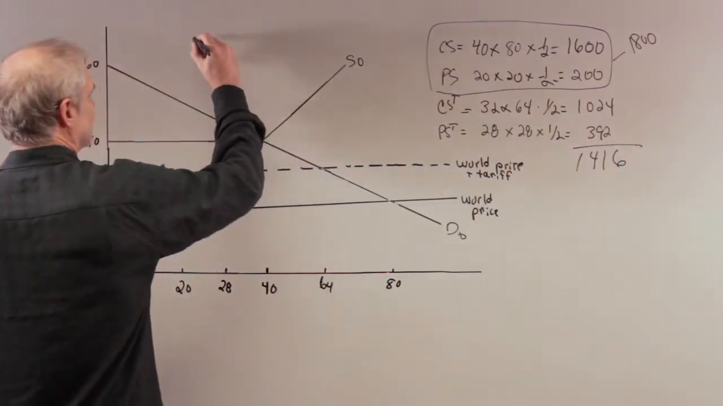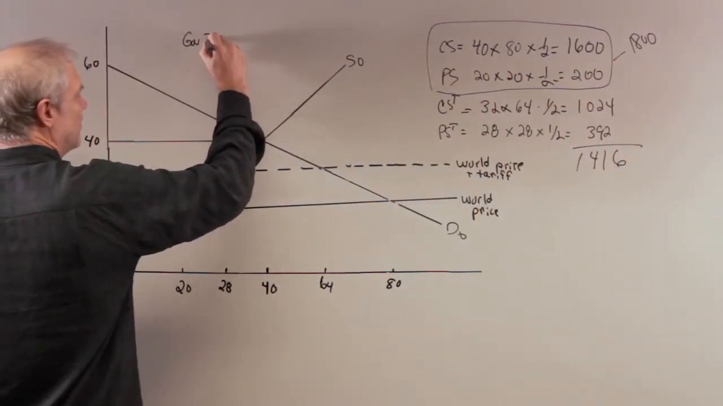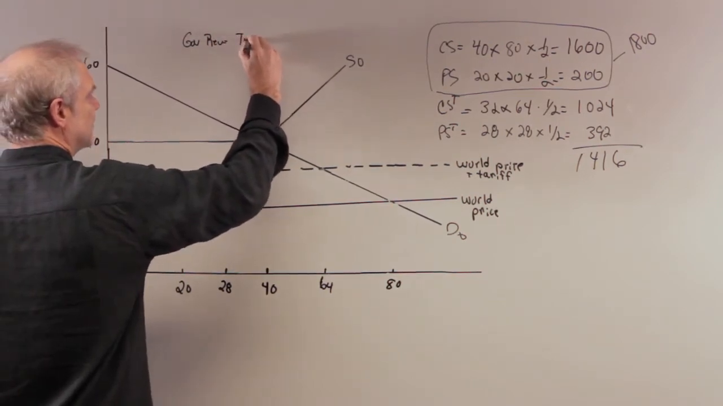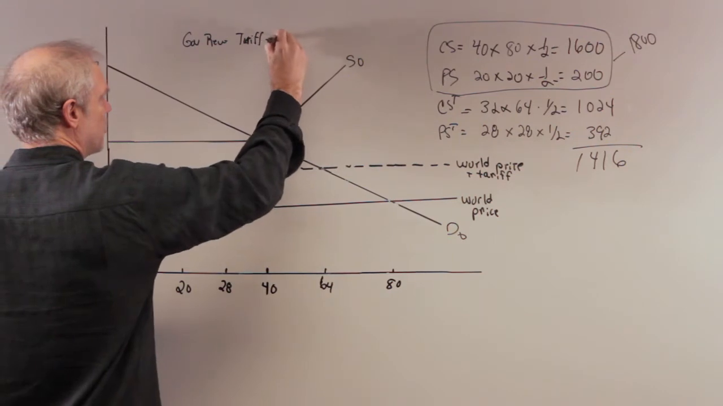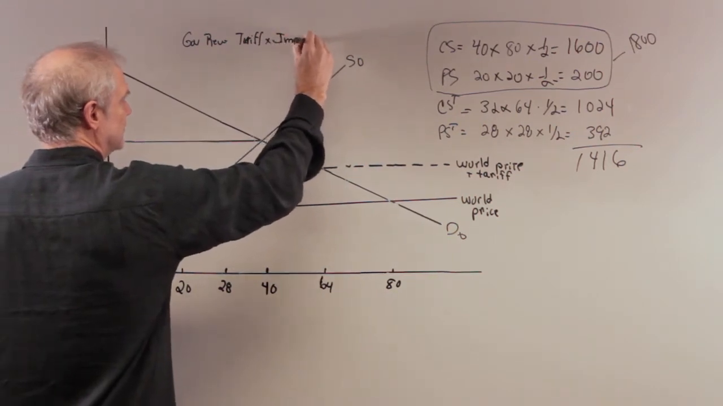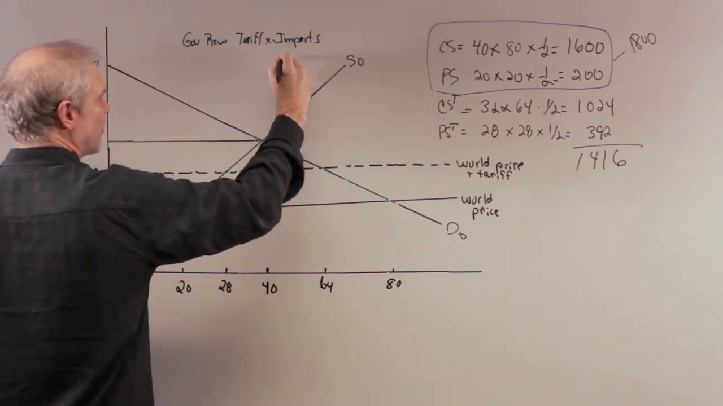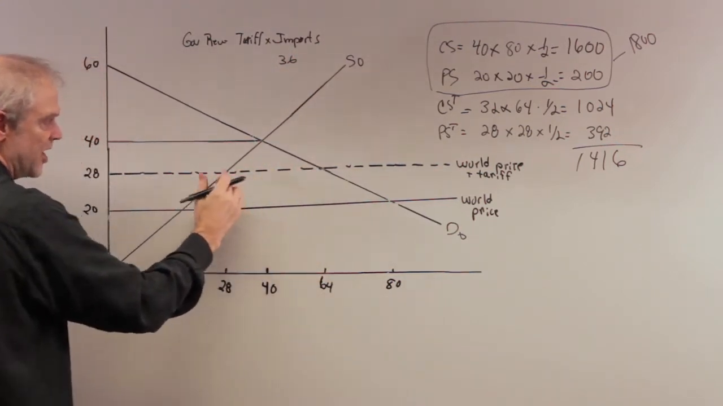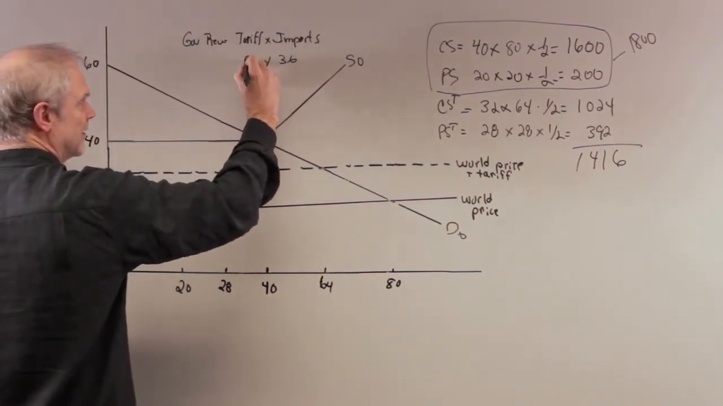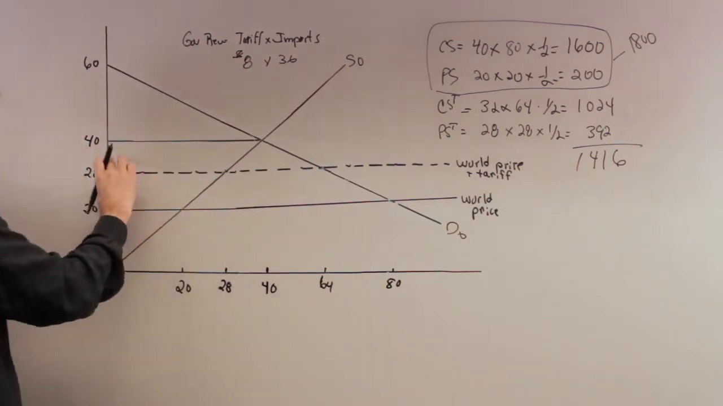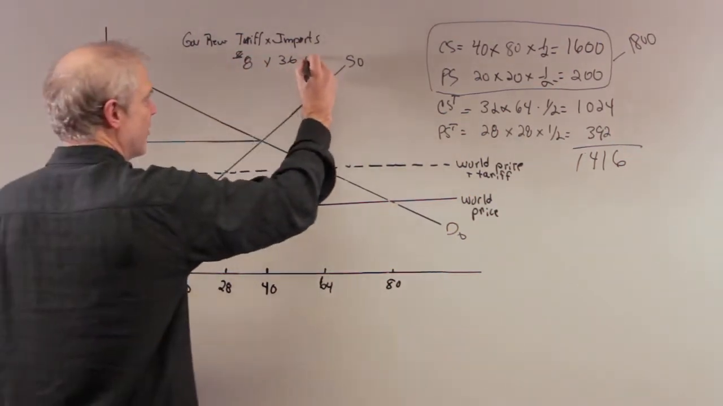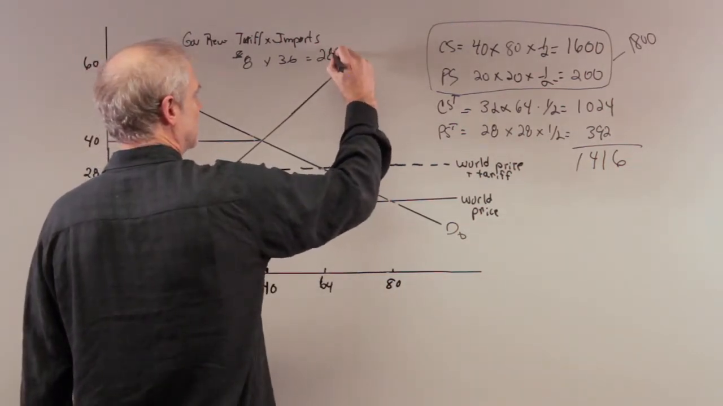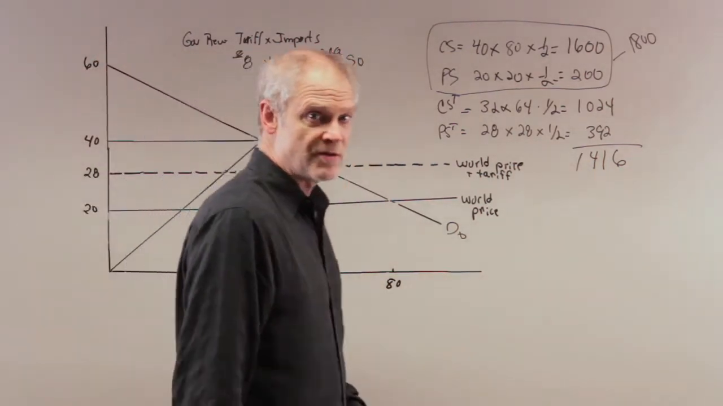Well, government revenue, in this case, is going to be equal to tariff times imports. We know the imports were 36 units. We did that just in the last problem. This distance is the imports. We know the tariff is $8. That's the amount of the tariff right here. So 8 times 36 is 288. So government revenue is $288.